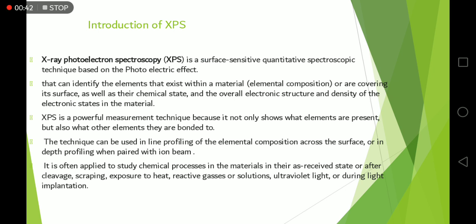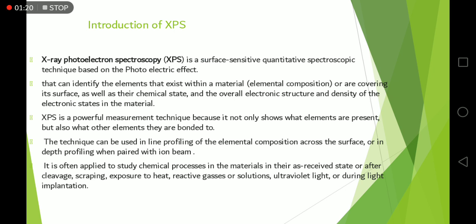This technique is surface sensitive and quantitative, which tells about any kind of surface, and it also involves the photoelectric effect that can identify the elements that exist within a material or are covering its surface, as well as their chemical state, the overall electronic structure and the density of electronic states in the material. It can identify all the elements present from the ejected electrons, and it tells about the chemical state and electronic structure.